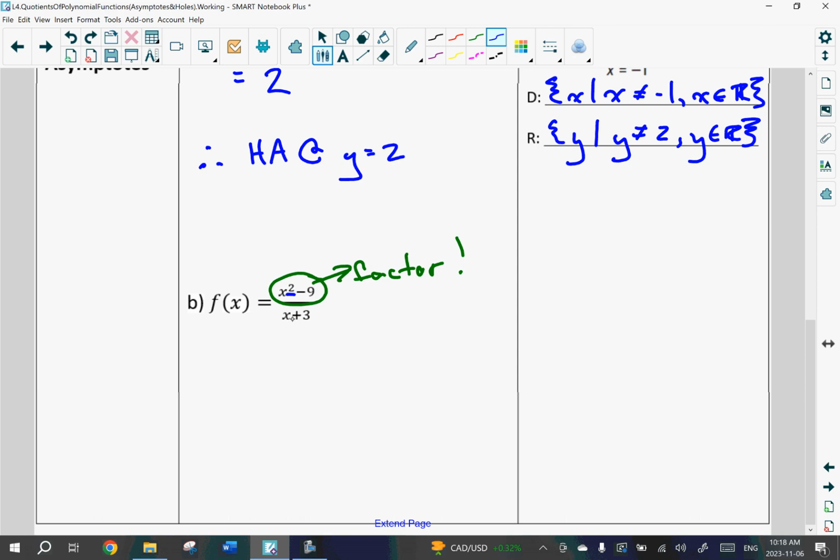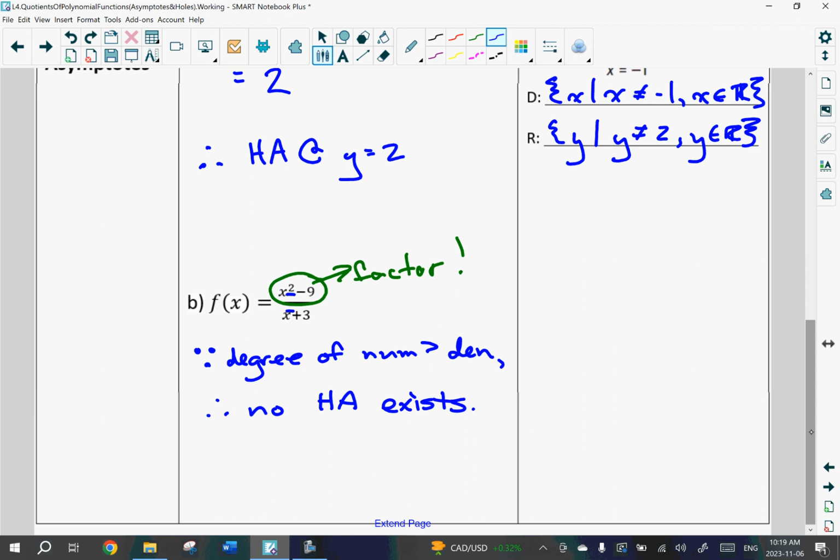Because the degree of the numerator is larger than the degree of the denominator, there is no horizontal asymptote. Since the degree of the numerator is greater than the denominator, therefore no horizontal asymptote exists. Okay, so can you still graph this? Absolutely, but if it's a question about horizontal asymptotes, there isn't one.